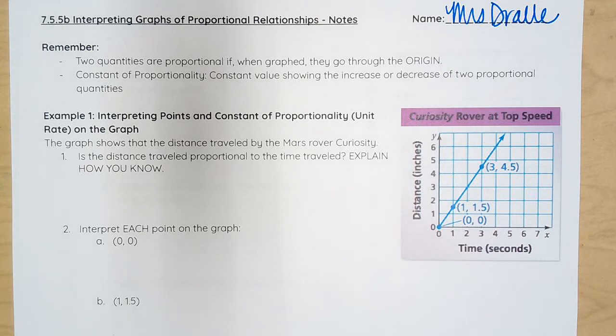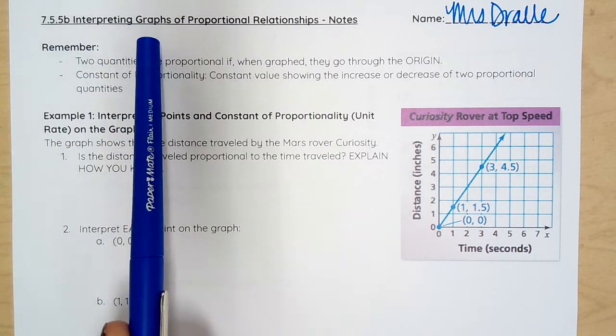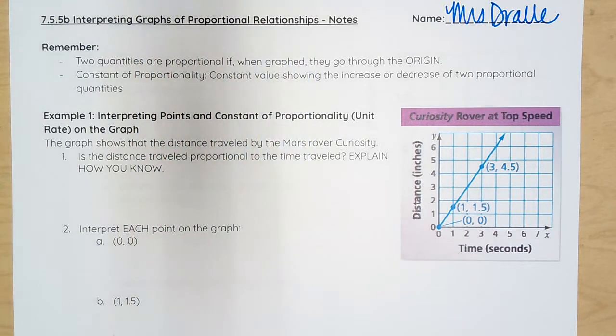Today we are going to practice interpreting graphs of proportional relationships. We've already learned how to create graphs and determine if they form proportional relationships or not. Today we're going to talk about taking a graph that's pre-made and interpreting information from that graph.